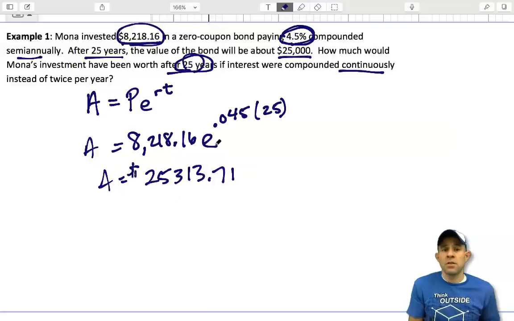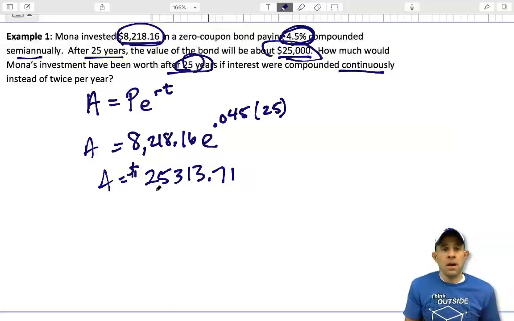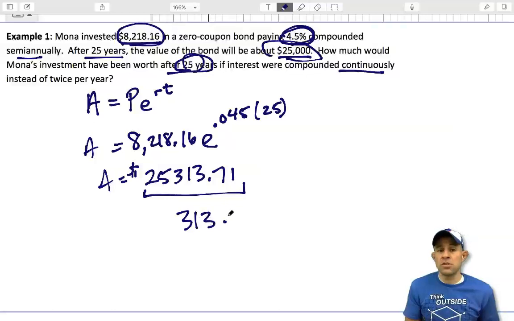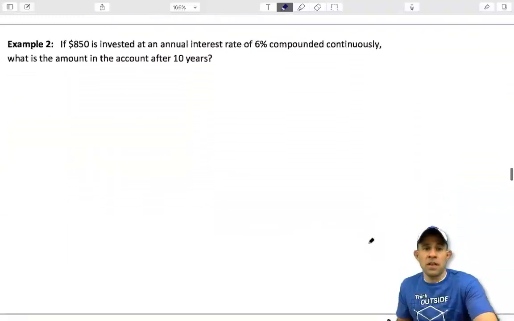So our amount, A, is going to be equal to $25,313.71. So you can see here, she made $25,000 investing it in a zero coupon bond that was calculated semi-annually, twice a year. Whereas if she would have invested it in a continuous compound, she would have earned $25,313, so she would have earned an additional $313.71.